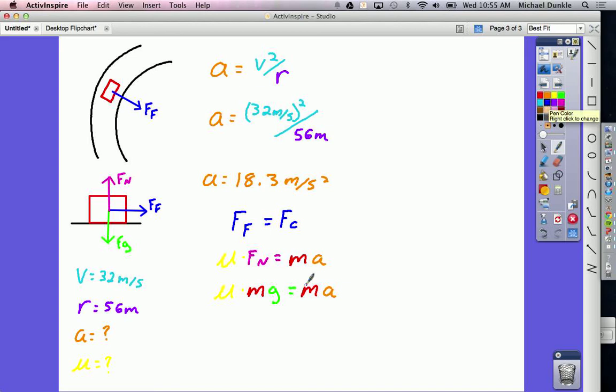From here, hopefully everybody can see that the masses will cancel, leaving me with the coefficient times gravity equals the acceleration of the car. All we have to do is divide by the gravity, and we can get our coefficient. So that equation would look like this: acceleration divided by g, which is 9.8. We can plug in our numbers, and the acceleration was 18.3 meters per second squared. Gravity here on Earth is always 9.8 meters per second squared. And when we divide those two numbers, we find that the coefficient has to be at least 1.87 in order for the car not to slide while going around the turn.